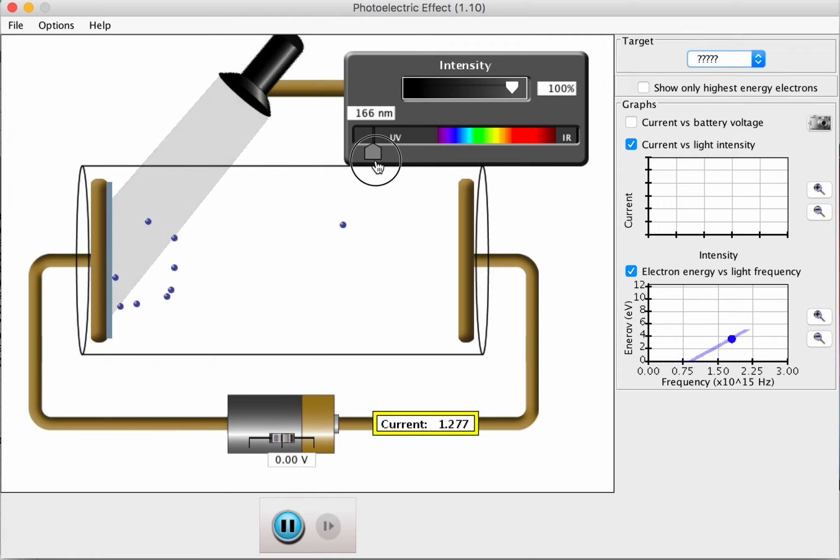Anyway, you can see that different metals have unique thresholds, and that as we increase the energy, the kinetic energy increases in a linear fashion. These are the observations of the photoelectric effect that you can see in the simulation, and we will now talk about what resulting theories came out of that and summarize what we just saw.